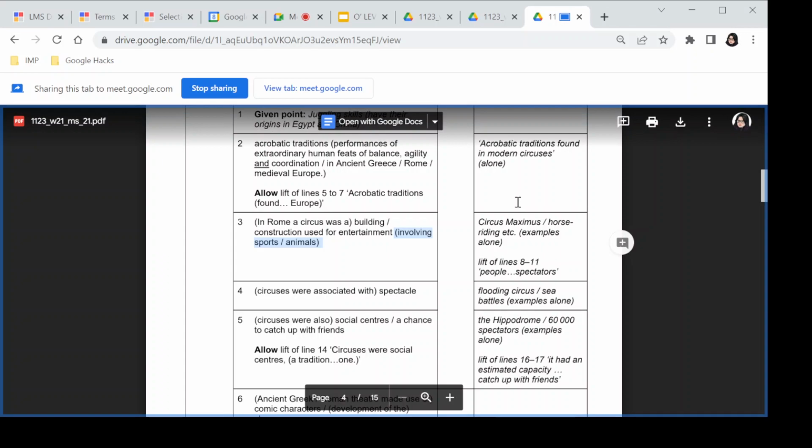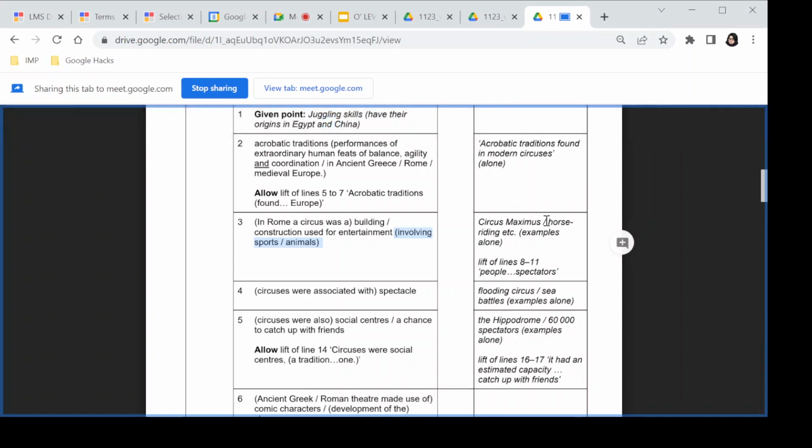What is not allowed? It is important to see what is not allowed. Circus Maximus, you cannot, it is elaboration. Horse riding, etc., etc., only examples alone, it is not allowed. Clear?